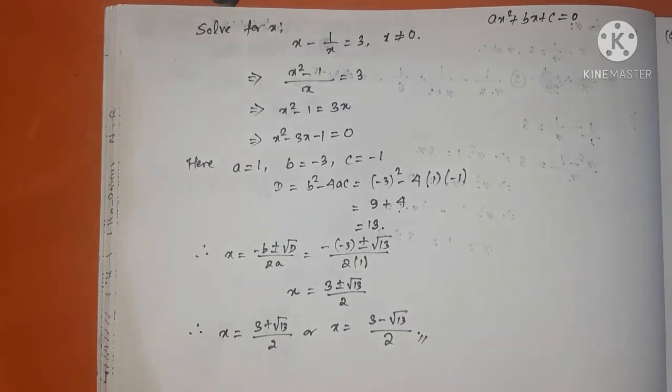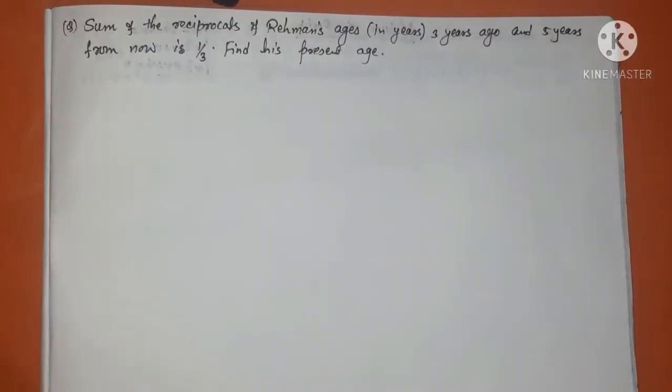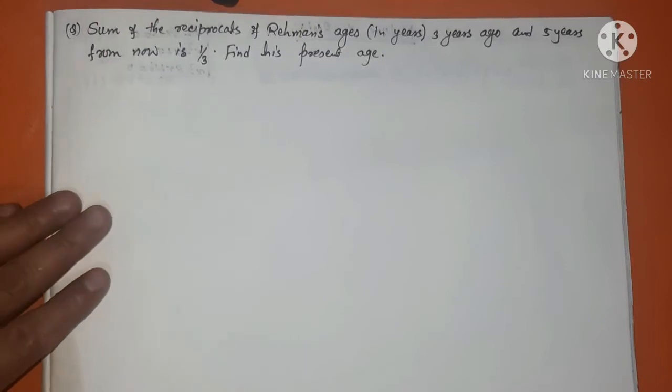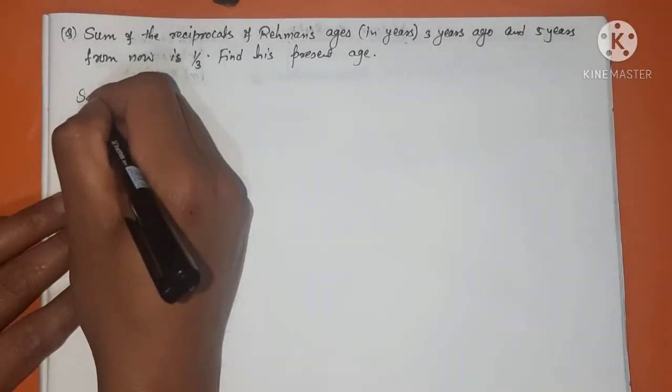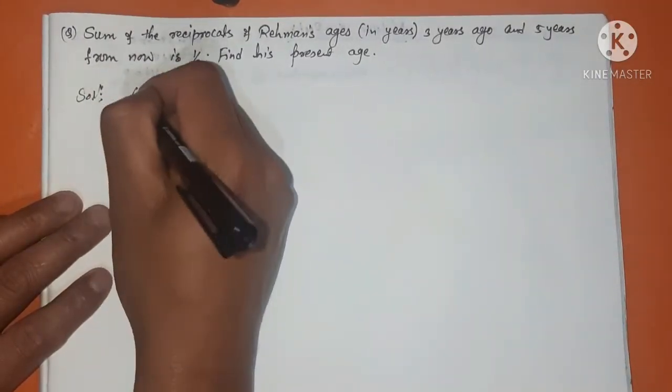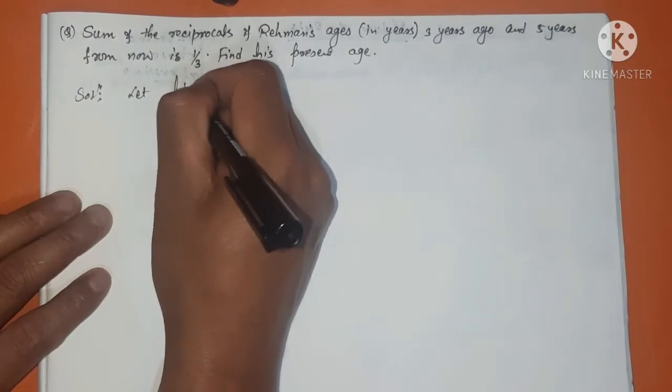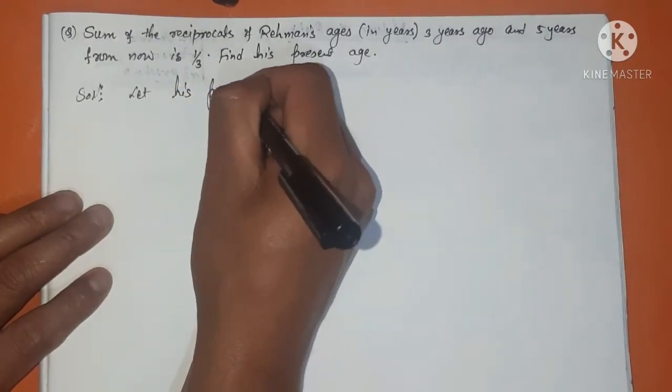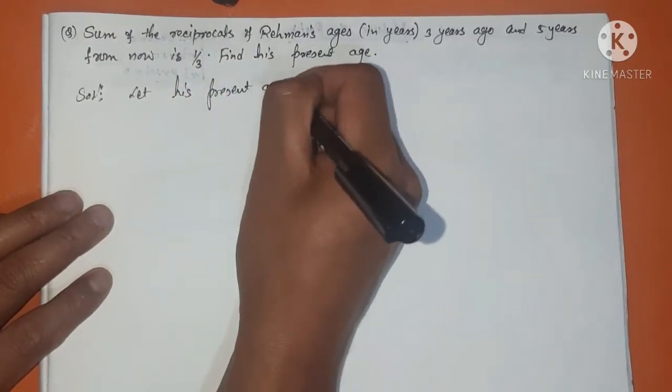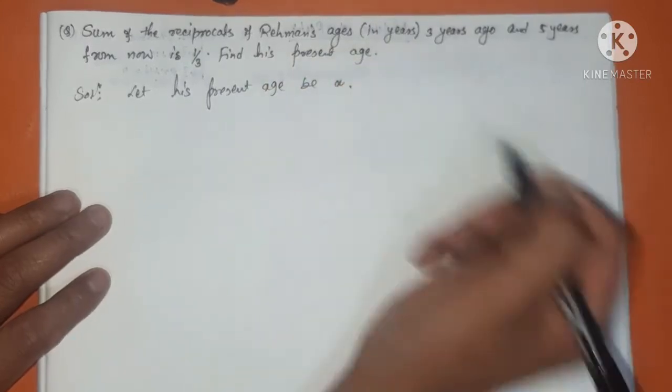Now let us go to the next question. Here we have one simple word problem. The sum of the reciprocals of Raman's age in years 3 years ago and 5 years from now is 1 by 3. Find his present age. Let his present age be x years.